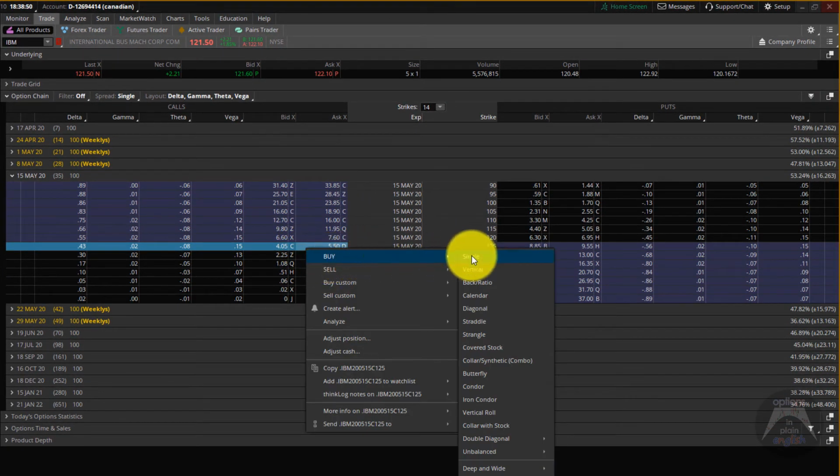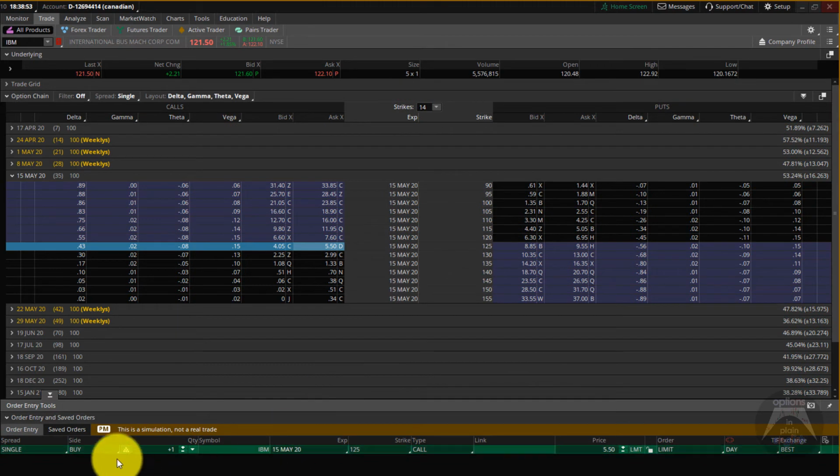Okay. I'm going to buy single, and let's take a look at the trading page here, or the order entry in this case for Thinkorswim. I'm buying, so a +1. The underlying is IBM. The 15th of May expiration. The strike price 125. I'm buying a call. Of course, I could buy a put as well, but I'm buying a call. Remember, the left portion of the trading page is usually calls. The price is 550. This is a limit order, good for the day, and exchange best.